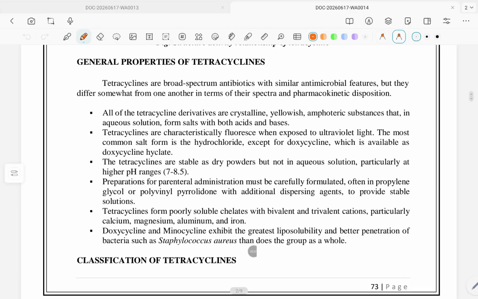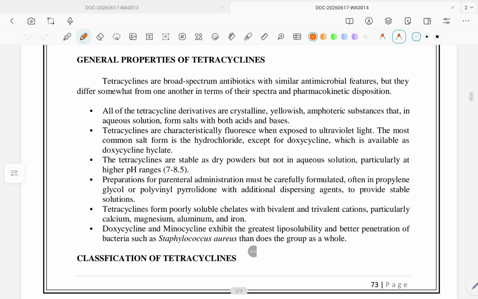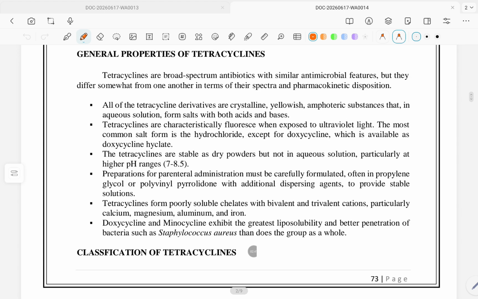Tetracyclines are broad-spectrum antibiotics with similar antimicrobial features, but they differ somewhat from one another in terms of their spectra and pharmacokinetic disposition. All of the tetracycline derivatives are crystalline yellowish amphoteric substances that in aqueous solution form salts with both acids and bases. Tetracyclines are characteristically fluorescent when exposed to ultraviolet light. The most common salt form is the hydrochloride, except for doxycycline, which is available as doxycycline hyclate.